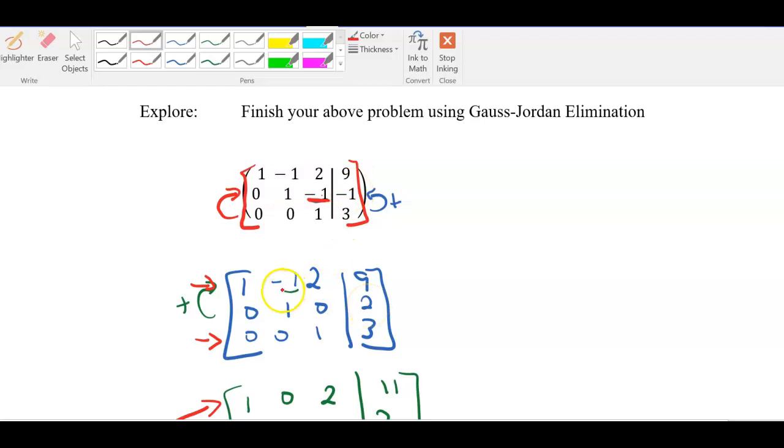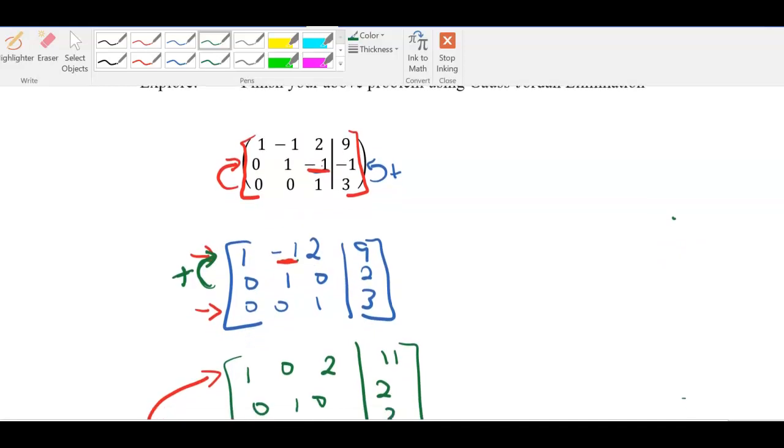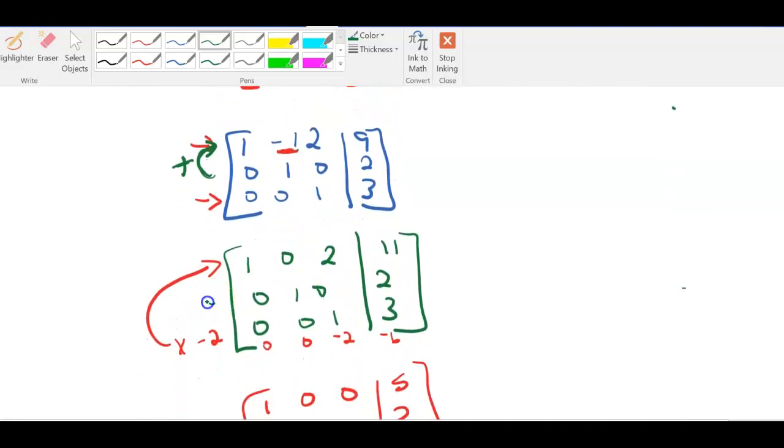Now I chose to get rid of this one. So I took the second row and I just added it to the first row. That means the second and the third row stayed the same. So I wrote these two down. 0 and 1 is 1. 0 and 1 is 1. 1 and negative 1 is 0. 0 and 2 is 2. 2 and 9 is 11.